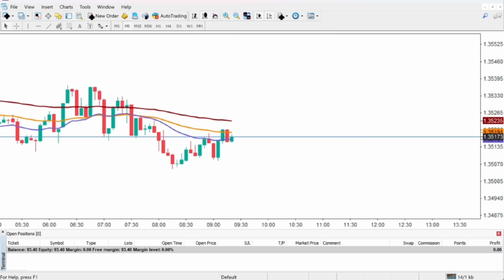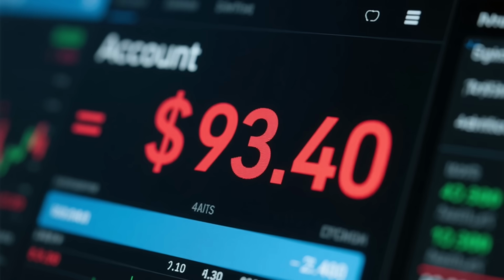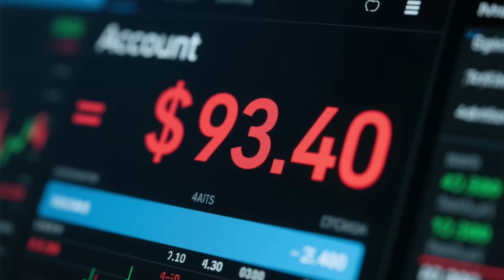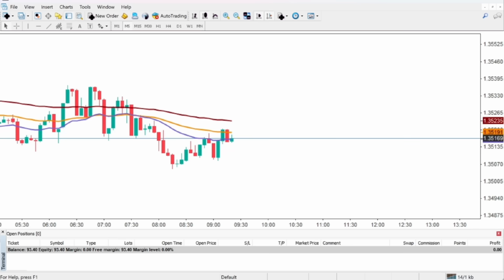Loss again. I'm actually starting to doubt if this strategy is still even relevant. Back-to-back hits straight into SL is not what I wanted to see. Balance now down to $93.40, and it's getting annoying. I'm gonna give it another shot, but this one's already testing my patience.